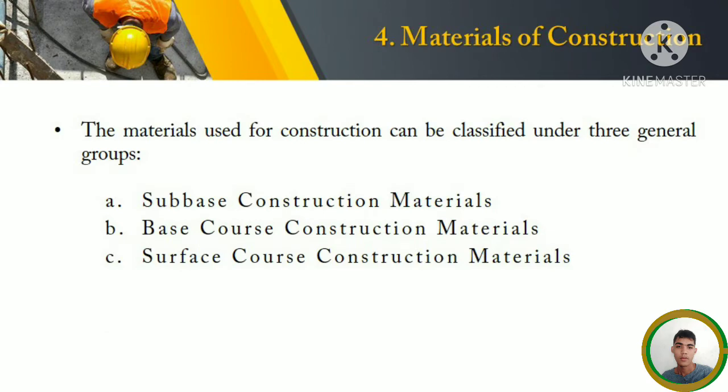The next procedure is the materials of construction. The materials used for construction can be classified under 3 general groups: those used for the sub-base construction, those used for the base construction, and those used for the surface construction.